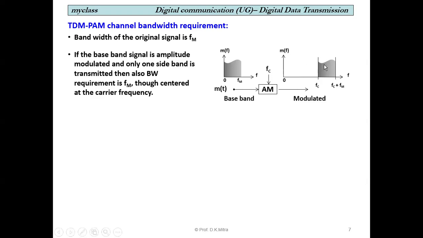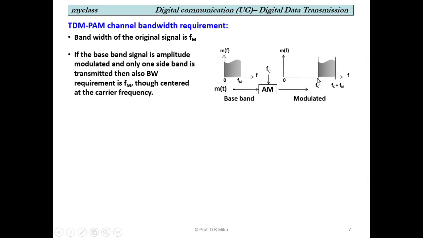So let us consider we are taking the upper sideband. Then the basic signal has a bandwidth of 0 to FM, and the modulated signal will have a bandwidth of FC to FC plus FM. So bandwidth is still FM, but it is shifted to FC. So if the signal is amplitude modulated and only one sideband is transmitted, then also the bandwidth requirement is FM, though it is centered at the carrier frequency FC.